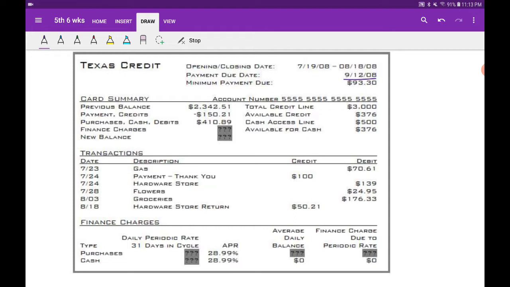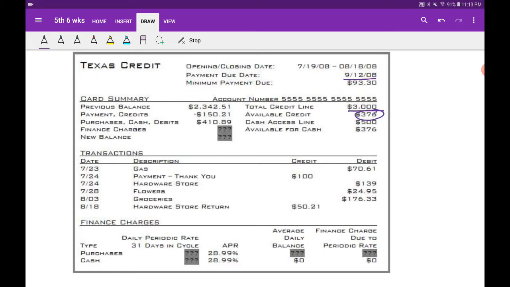We have some credits, so we made a payment. If you look at our statement, we made a payment of $100, and then we did a hardware return for $50. So that's what our credit was. And then we purchased our debits, which is the money we use the card to pay things with. So $410.89. Then we get our total credit limit, which is the most you can spend on that card, and what's available as credit.